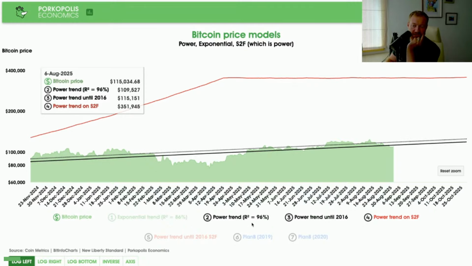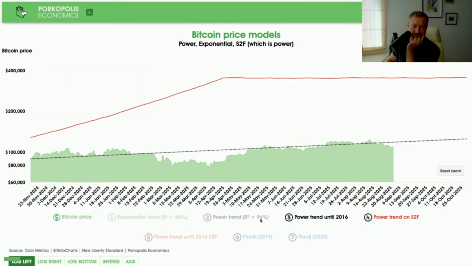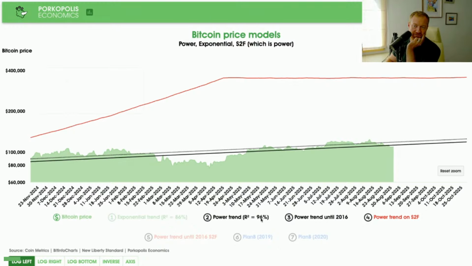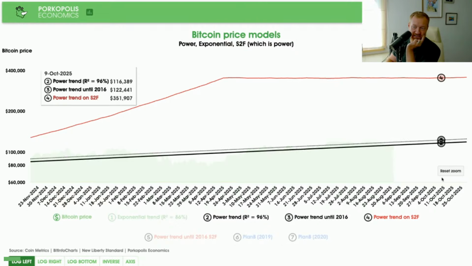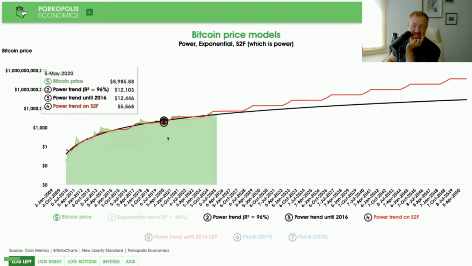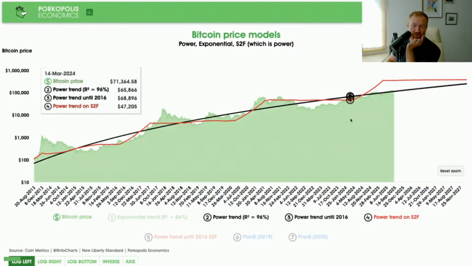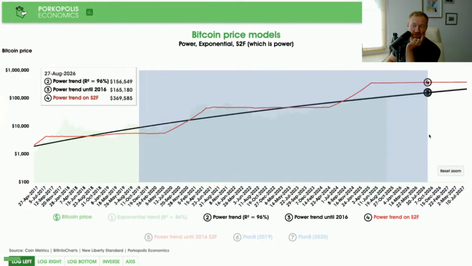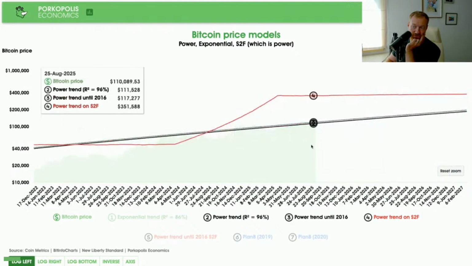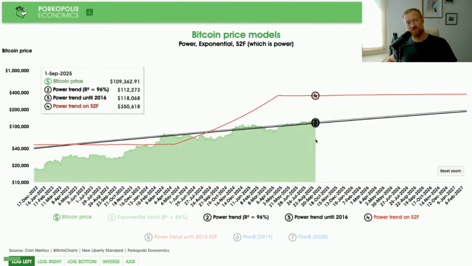The solid black line has every single day of Bitcoin's data since Bitcoin Pizza Day. The dotted black line only has data until December 31st, 2016, and then calculates forward. And if I would show you 2017, 2018, 2019, 2020, 2021, 2022, I could show you all. I've done charts with that too.